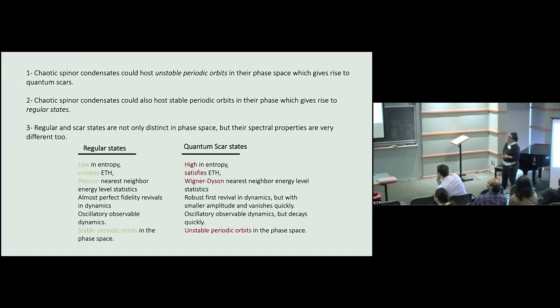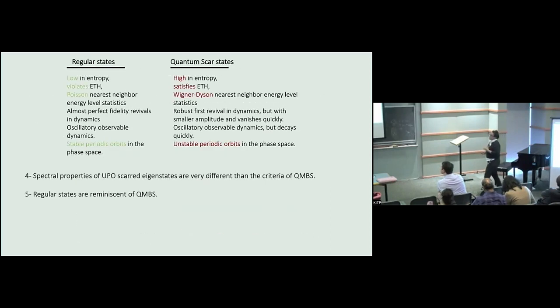Just to recap, we found chaotic spinor condensates could host unstable periodic orbits, which give rise to quantum scars. These condensates can also host stable periodic orbits, which give rise to regular states. And that's where the naming regular states comes from. Regular and scar states are not only distinct in their phase space, of course, because that's where the definition comes from, but their spectral properties are very different too. Spectral properties of UPO scar eigenstates are very different from the criteria of QMBS. Instead, regular states are actually reminiscent of the QMBS.